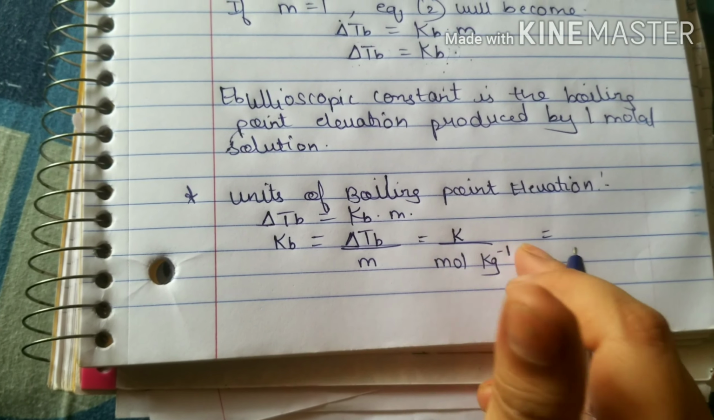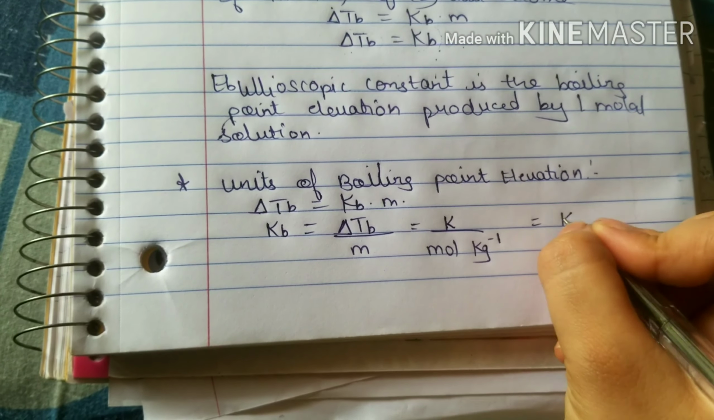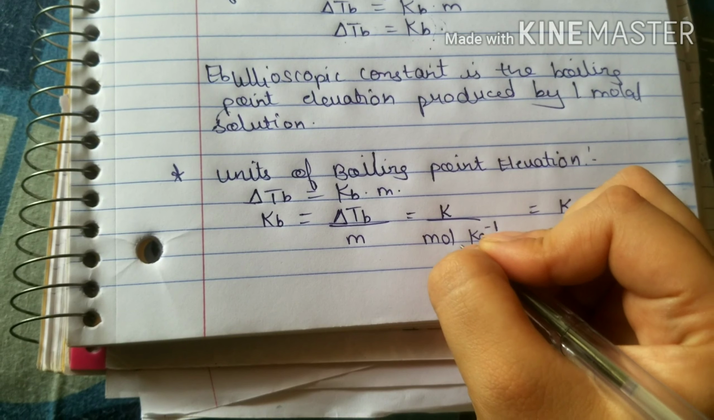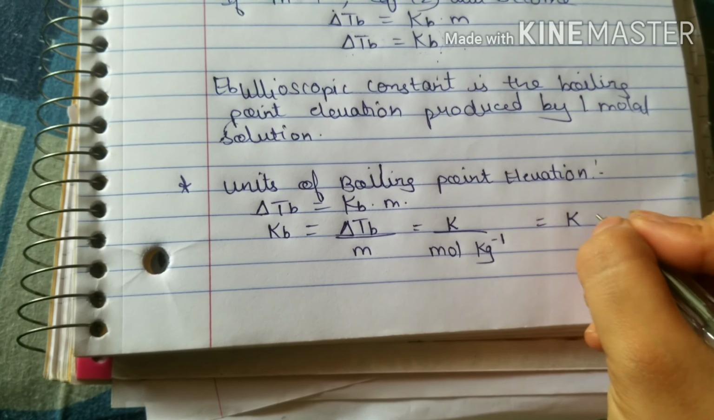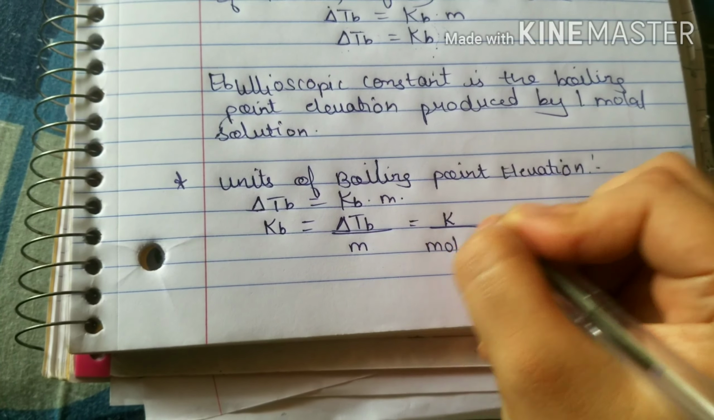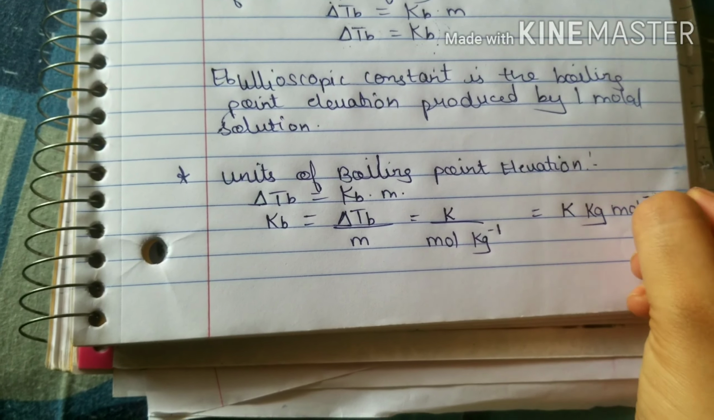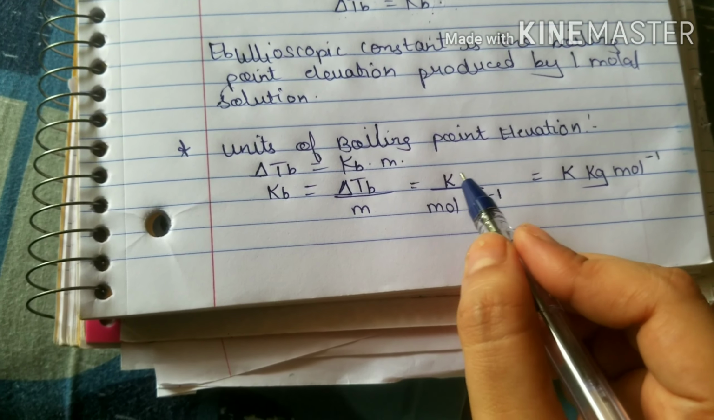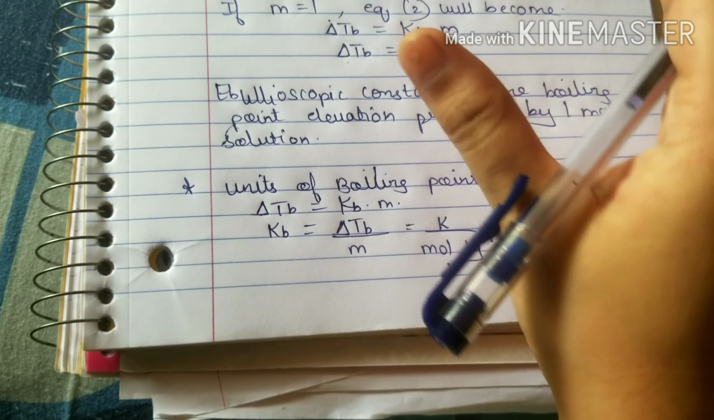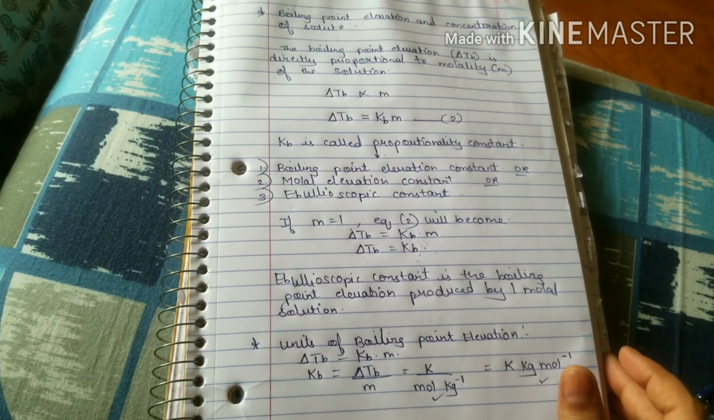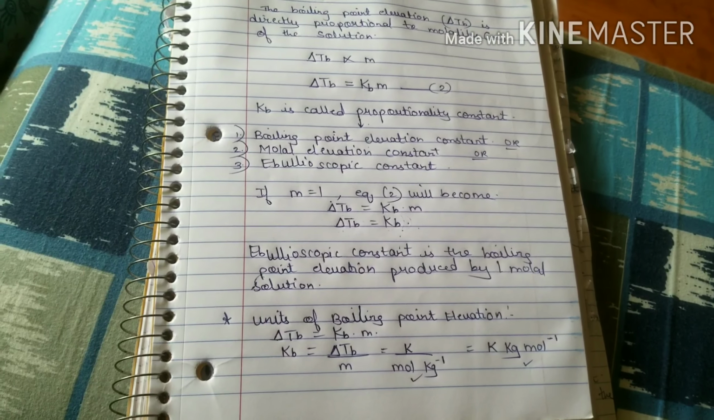Now if I want to take the part which is in the denominator up, then this K will remain as it is because it is in the numerator position. What will happen to this? Kg is going up, so that inverse is going to get cancelled, and mole is going to go up, but because there was no negative sign, now this is going to get the negative sign. So you can write the unit in this way or even in this way. Okay, so this was the boiling point elevation, concentration of solute, and the units of boiling point elevation.